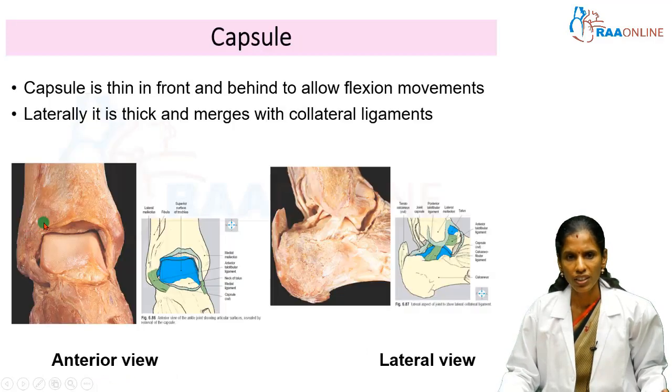If you see the collagen fibers arrangement within the capsule, on the anterior aspect, which was removed here, and the posterior aspect, the capsule is thin to allow the movements of the ankle joint, namely flexion movements. On the lateral and medial aspects, the capsule is reinforced by thick collateral ligaments, namely the medial and lateral collateral ligaments. So basically the capsule is thin on the anterior and posterior aspects, whereas on the medial and lateral aspects it is strengthened by the collateral ligaments. You can see the lateral ligaments here.